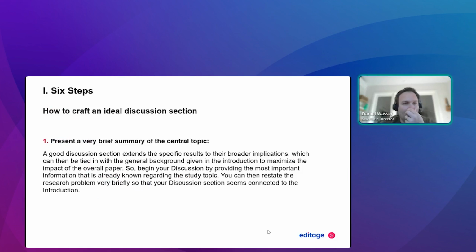So let's walk through 6 steps about how to craft an ideal discussion section, kind of like we did with the introduction section. Right? You want to present a very brief summary of the central topic, right? So as you start, you think of a manuscript, right? You've presented the results, and now we have that section that's a discussion, right? So you want to have that brief summary of the central topic, reiterate that. As you can see here from the description, you want to extend the scientific results to the broader implications, right? Why do your findings matter? Why should anyone care? So you want to provide that background when it comes to the study topic or the field, so that it seems connected back to the discussion where you've presented some of that as well.